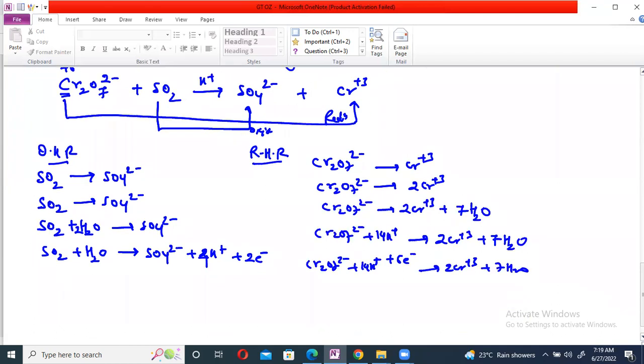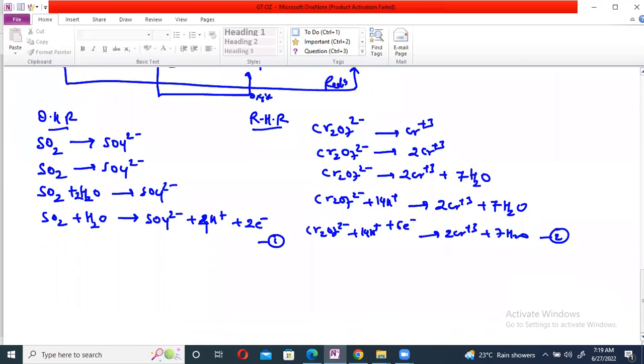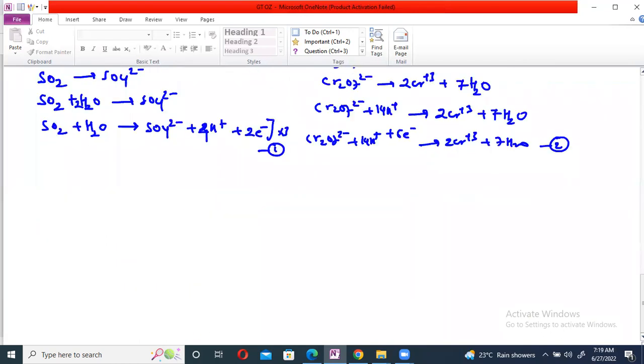Now, this is equation 2, reaction 2, and this is reaction 1. If we want to add both the reactions, the number of electrons should be equal. Here 6 is there, here 2 is there, so better multiply with 3 and add reactions 1 and 2. By multiplying with 3, I will get 3 moles of SO2, 3 moles of water, 3 moles of sulfate ion, 12 moles of H plus, 6 electrons.